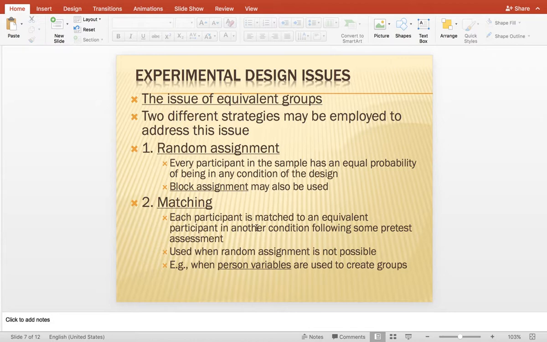Part of what we can do is what's called random assignment, right? And we've talked about random assignment various times. The idea of random assignment is that every participant in the sample has an equal probability of being in any condition of our experiment. So in other words, we flip a coin. Participant number 1 comes in. They have a 50-50 chance of being in group 1 or group 2. They go to group 1. Participant number 2 comes in. We flip a coin. They have an equal chance of being in group 1 or group 2. We flip the coin. They're also in group 1. Participant number 3 comes in, flip the coin, also group 1. Participant 4, flip the coin, also in group 1.